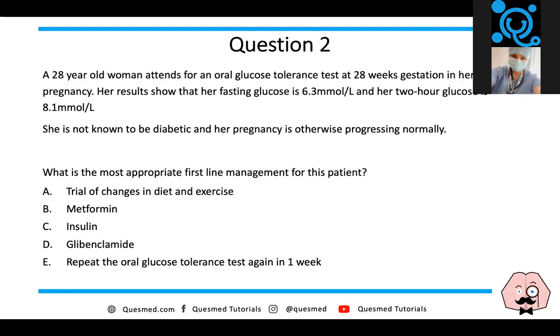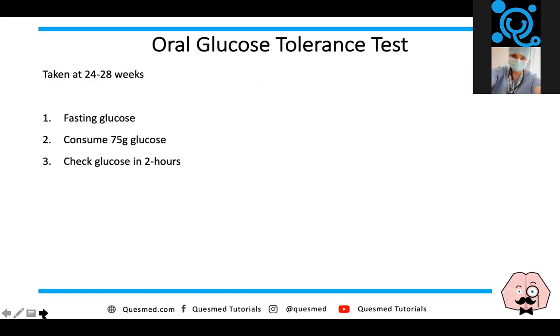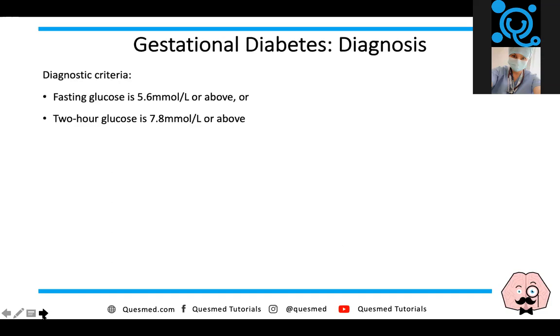So let's just quickly revise what goes on in an oral glucose tolerance test. This is done at 24 to 28 weeks in women at risk. Firstly, the pregnant person will attend the clinic having fasted and will have their fasting glucose taken. They will then be given 75 grams of glucose, usually in the form of a glucose drink, and their glucose levels will be checked again 2 hours post-glucose, because we're looking to check glucose tolerance. The diagnostic criteria for gestational diabetes is a fasting glucose of 5.6 or above, or a 2-hour glucose of 7.8 or above. So those are the key numbers to remember.